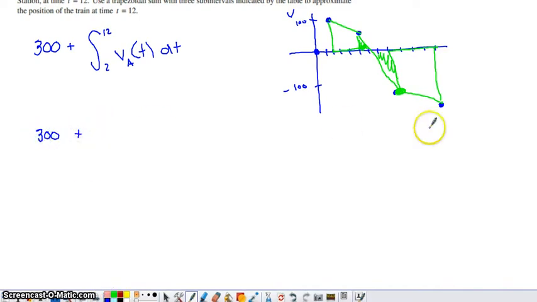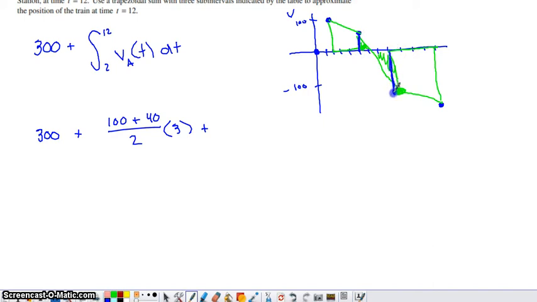We're going to have 300 plus the formula for the area of a trapezoid, which is the average of the parallel sides. Well, this side measures positive 100, that'd be v of 2, plus this side, which would be v of 5, and that I believe is 40. The average of those two parallel sides is going to be 140 divided by 2, and then times the distance between them, which is just going to be 3. And then we're going to have to add to that the average of these parallel sides. So I have this parallel side and this parallel side.